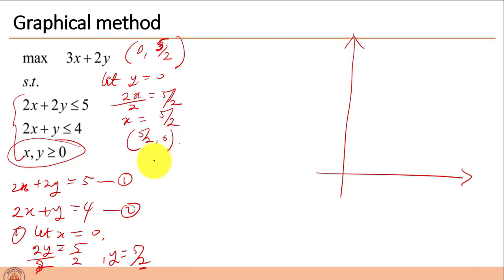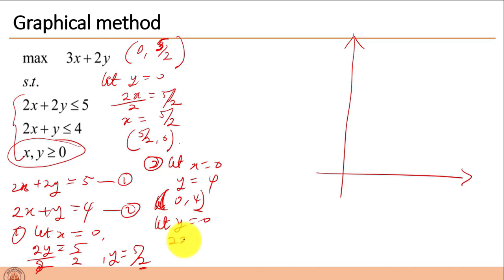Let's get a second one. On equation 2, let x equal 0, so that we have y equals 4. And our coordinate there will be 0, 4. Again, on the second equation, let y equal 0, then 2x equals 4, divide by 2, and our x equals 2. So our coordinate in that case is 2, 0. So we have 4 coordinates now, 2 for each equation. Let's scale our graph here.